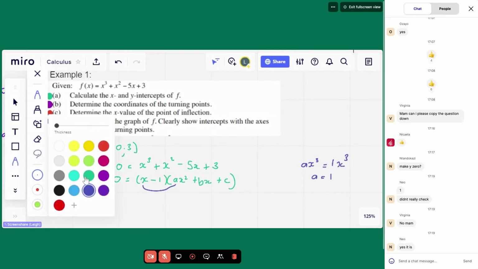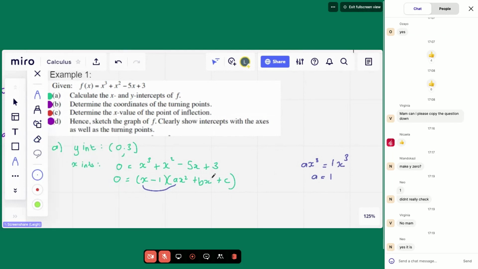Then the second thing that I'm going to do, in a different color, is work out the value of C. So I multiply the last term in the first bracket with the C, the last term in the second bracket, and this gives me negative 1C. And again, by inspection, I go up here and I can see that it's plus 3 at the end. So it's equal to 3. So therefore, C must be equal to negative 3.